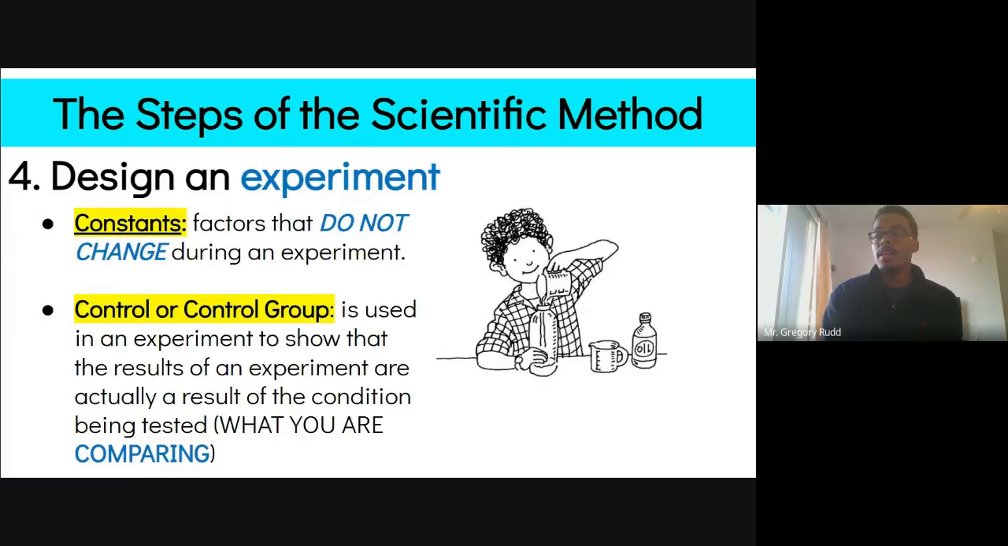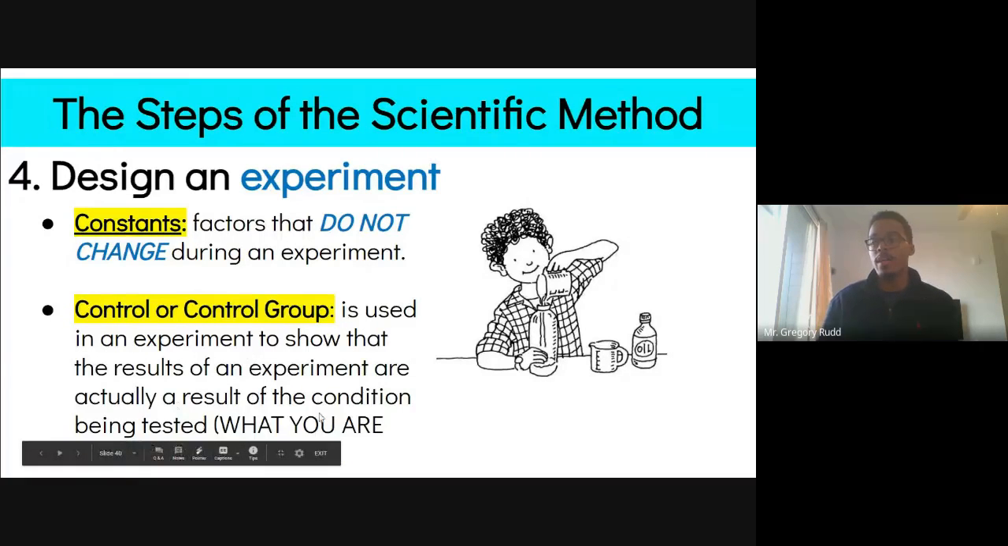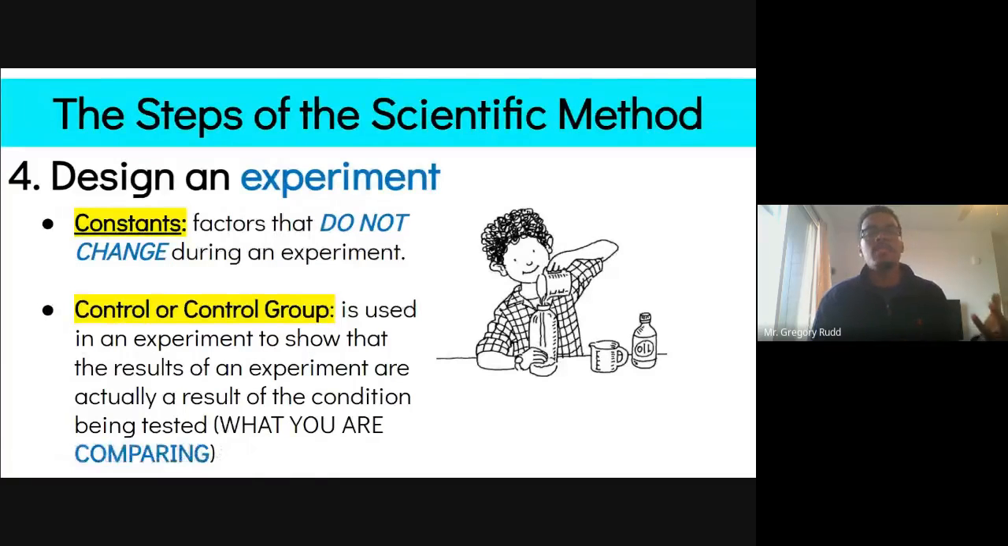This is how you know that the results of your experiment are actually a result of the condition being tested. You don't want to be confused and wonder, is this because of the time? Is this because of the amount of water? Is this because of the temperature? You should know exactly what it is a result of.